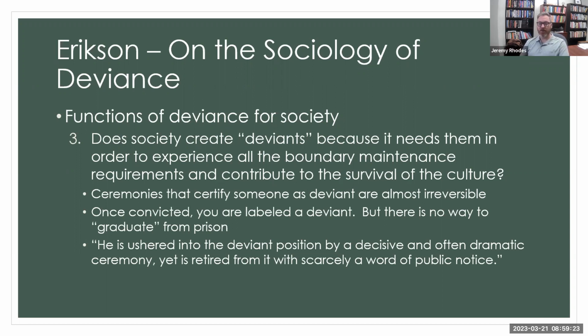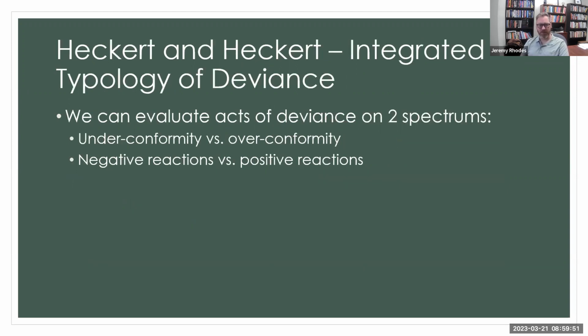He says ceremonies that certify someone as deviant are almost irreversible. Once convicted, you're labeled a deviant, but there's no way to graduate from prison. Erickson writes, a person who's convicted of a crime is ushered into the deviant position by a decisive and often dramatic ceremony, like a trial, yet is retired from it with scarcely a word of public notice. So it's easy to become labeled as a deviant or as a criminal, but hard to become unlabeled as a deviant or a criminal.